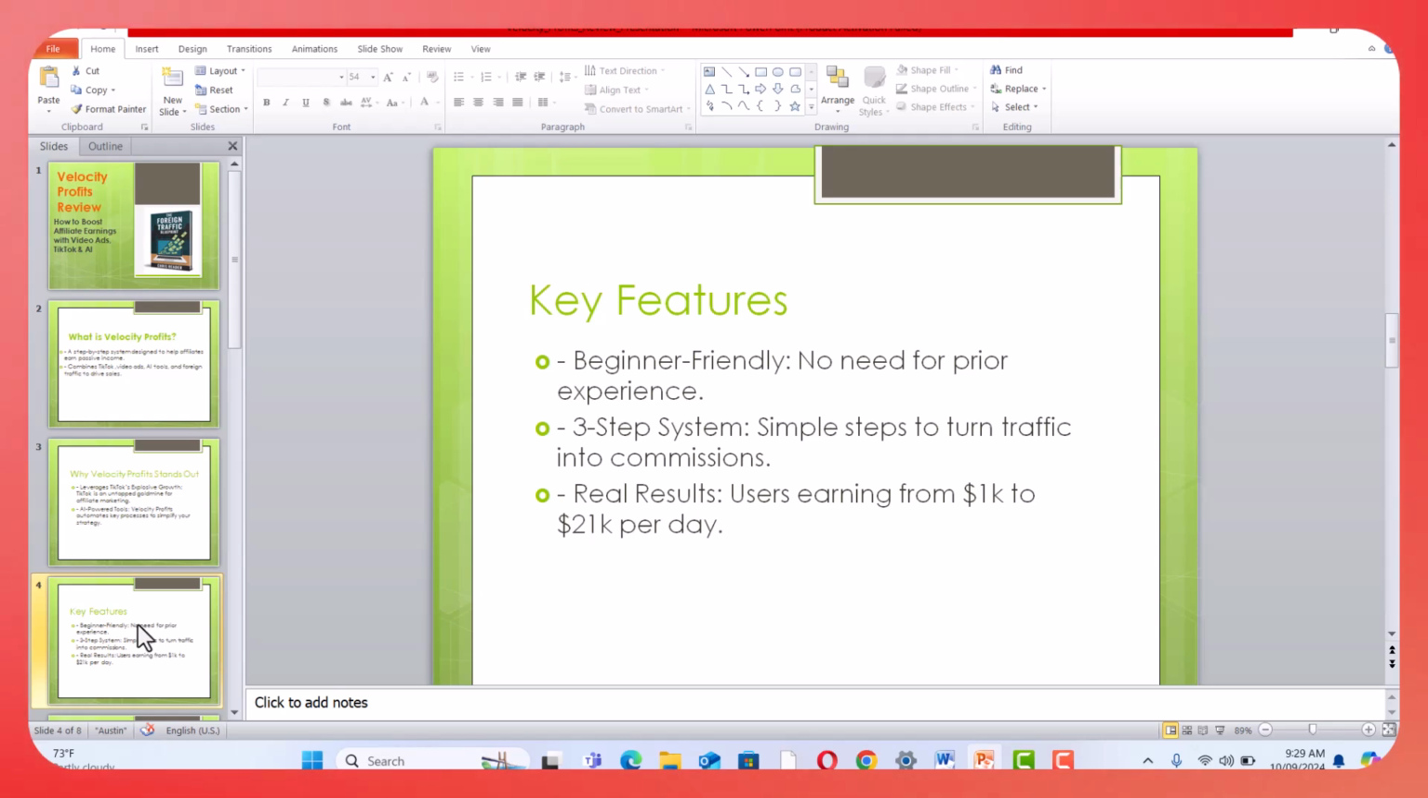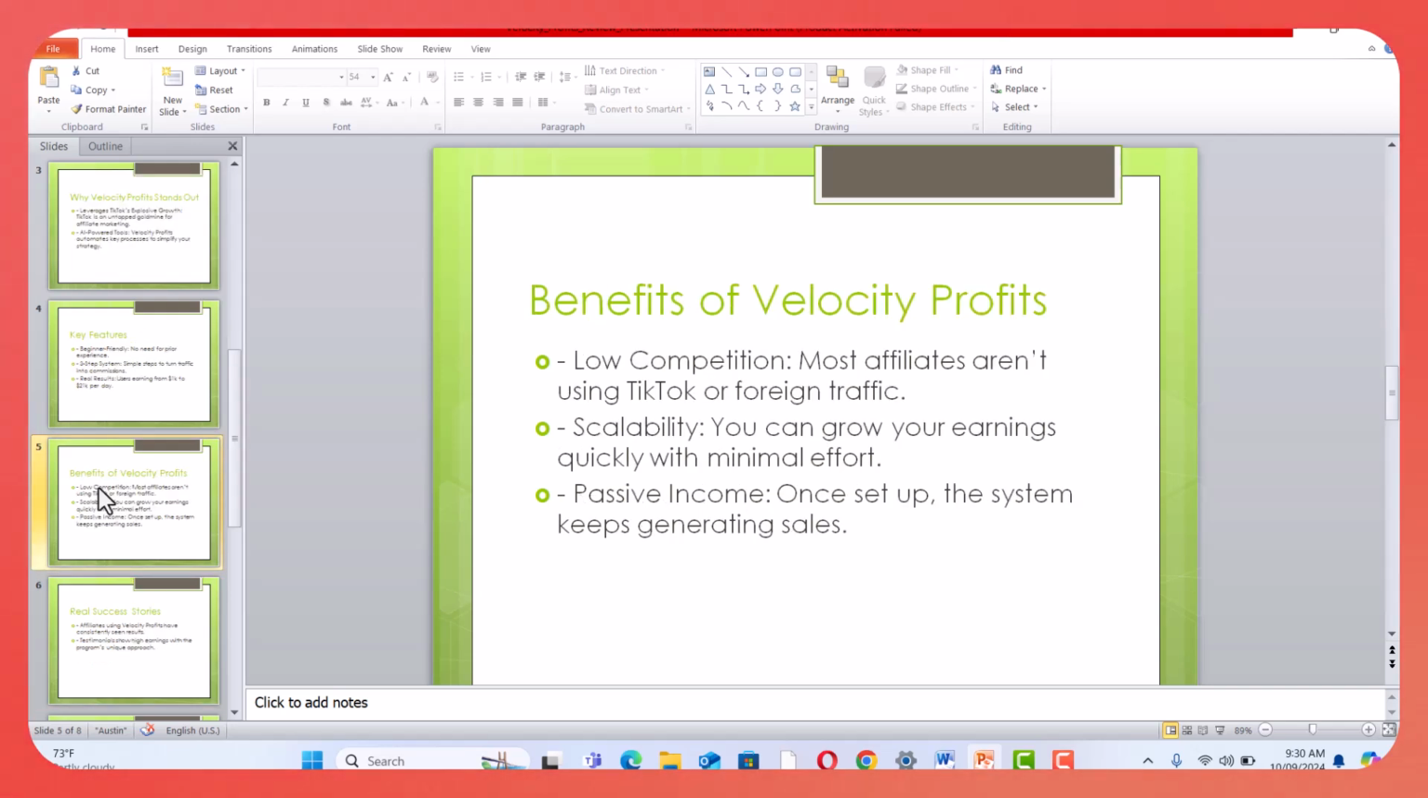Many of these Velocity Profit students have been making consistent income every day, leveraging what they've learned from this training. So what are the benefits of Velocity Profit? First, low competition. Most affiliates are not using TikTok or foreign traffic to promote their offer or affiliate product. Then scalability: you can grow your earning quickly with minimal effort. So you understand how to scale your ad to increase your sales and get more commissions.